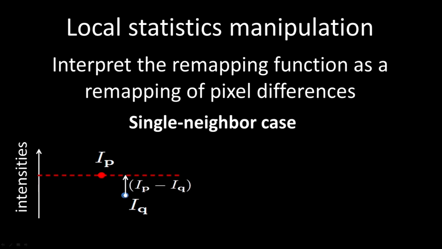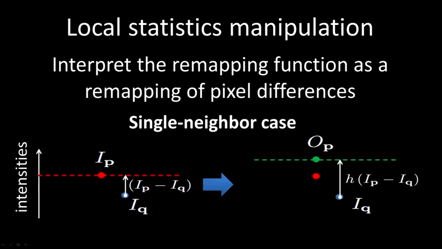What it does is that it changes it into a value, OP, which has an intensity difference, H of IP minus IQ, with IQ. We show in the paper that H is a function that has a very simple relationship with the remapping function used for the local Laplacian filter. I encourage you to read the paper for more detail about it.